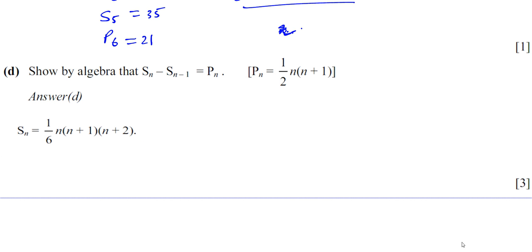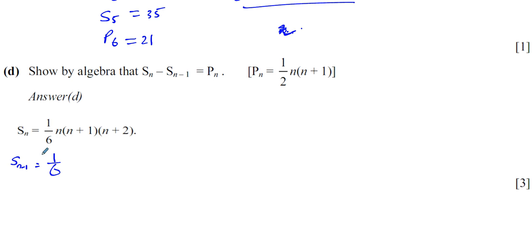Now what does that mean? Well, this is what it means. It means if you substitute n into the formula, and you subtract from it the formula with n minus 1 substituted in, you should get Pn. So this is when we substituted n into the formula. But what does Sn minus 1 mean? It means when you replace the n with n minus 1. Just like S5, you would put 5 instead of n. And S10, you'd put 10 instead of n. So for Sn minus 1, you put n minus 1 instead of n.